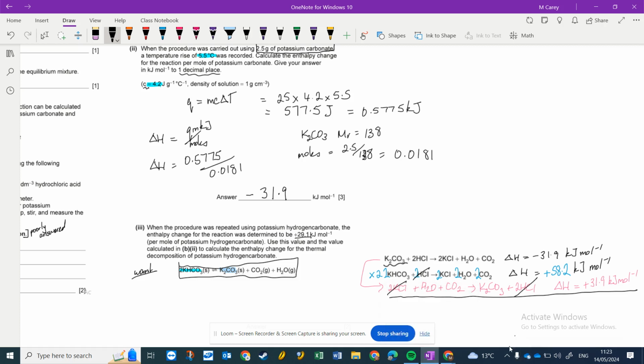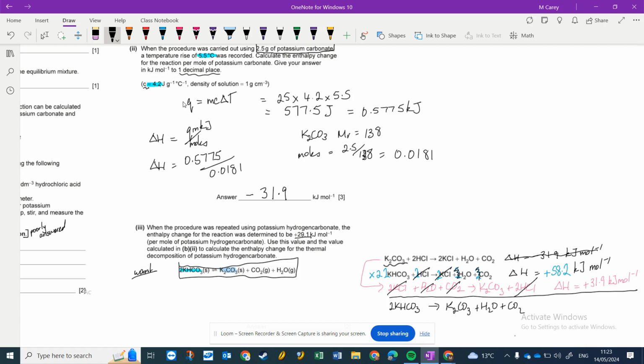Our 2KCl's cancel out. We're going to lose a H2O on both sides. Lose a CO2. We're going to end up with 2KHCO3 gives you K2CO3 plus H2O plus CO2. And we're not using that.